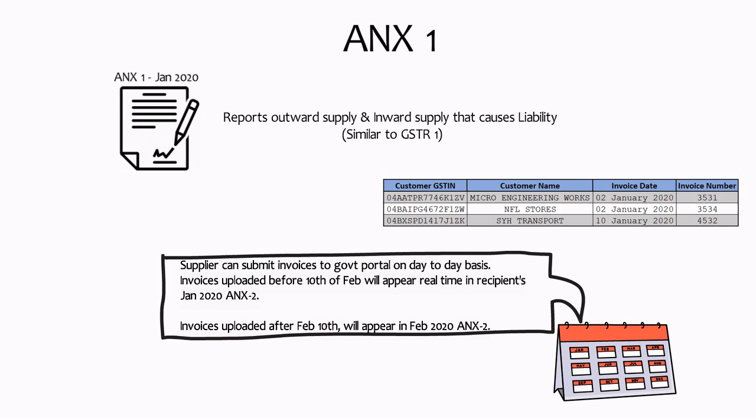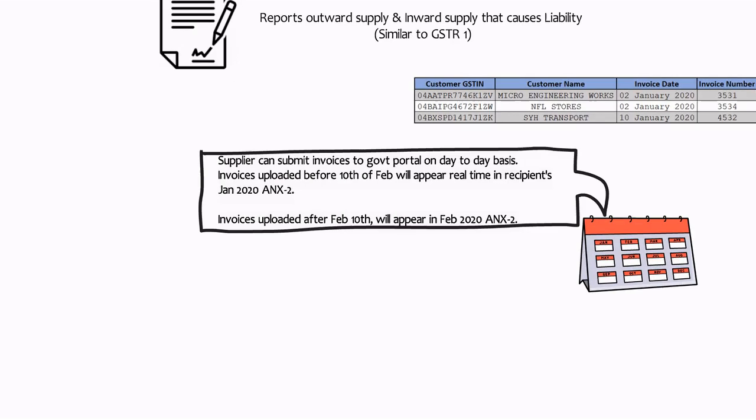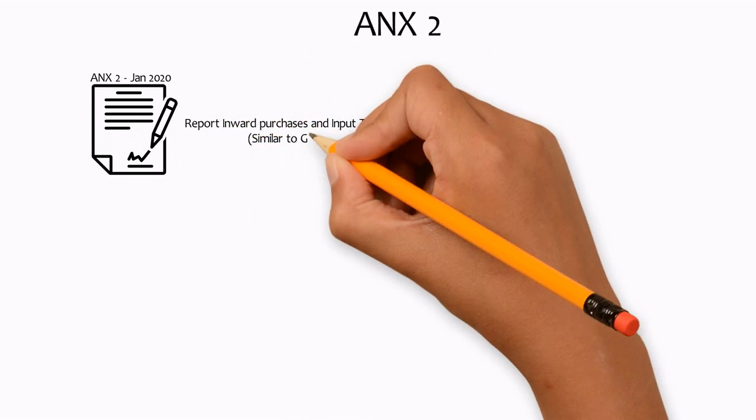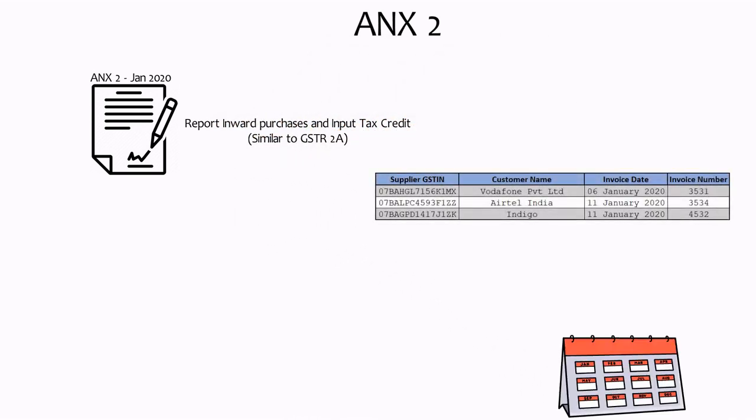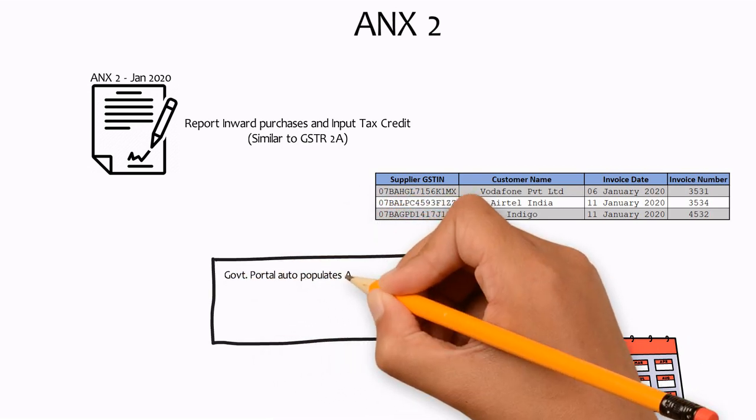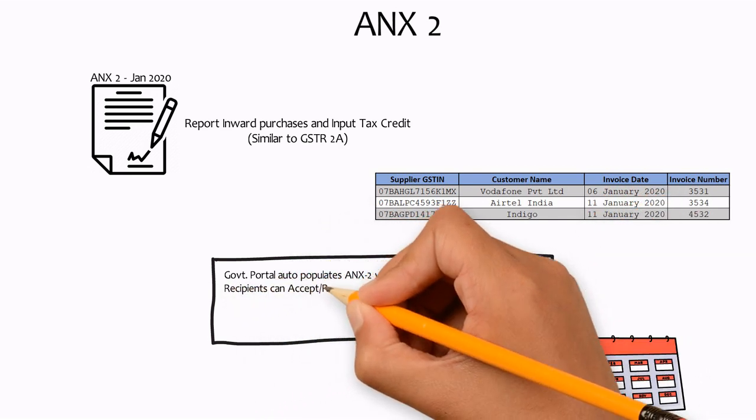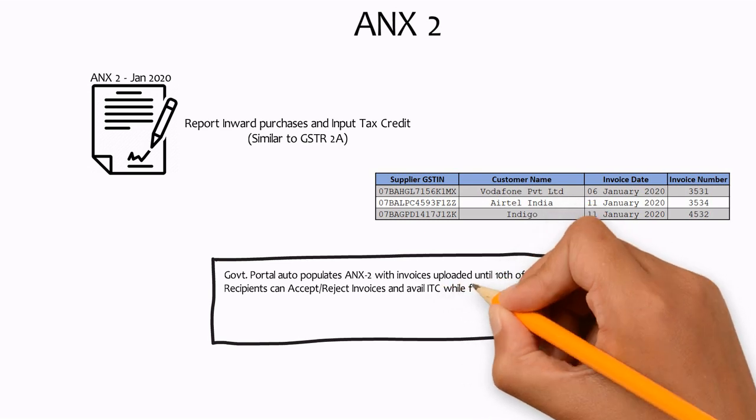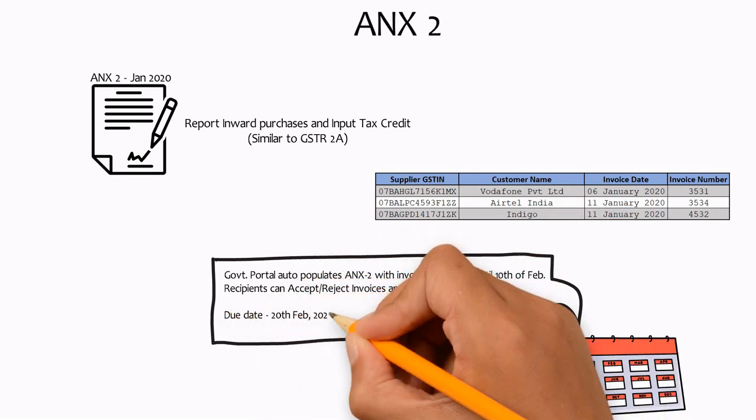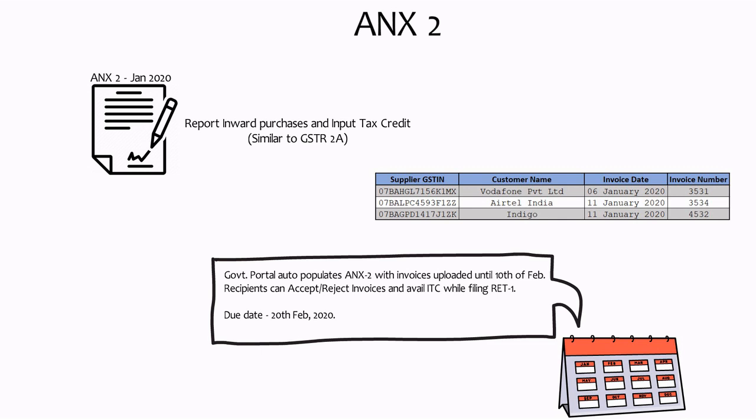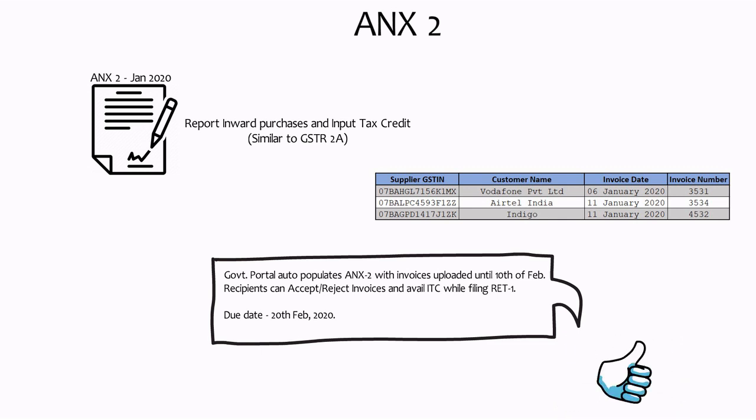So now let's look at Annexure 2. The Annexure 2 reports purchases and the input tax credit. Annexure 2 is similar to the old return GSTR2. The government portal auto-populates Annexure 2 similar to the GSTR2A. The recipient can view all these invoices and then avail ITC against invoices that the supplier has uploaded. To avail ITC, the recipient will accept those invoices, or there is also a deemed accept option. If no action is taken, it's considered as accept. The recipient can also reject wrongly uploaded invoices.